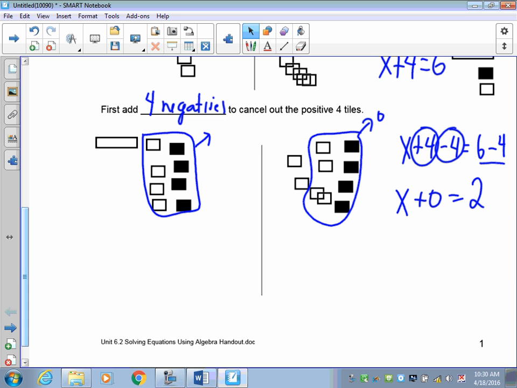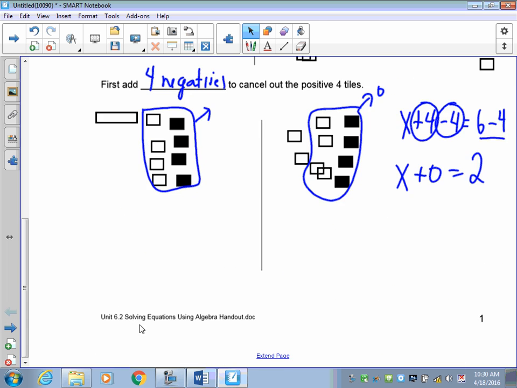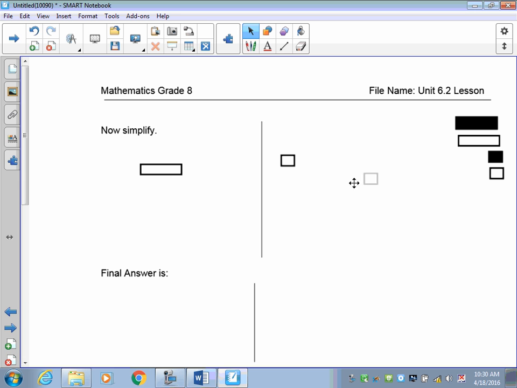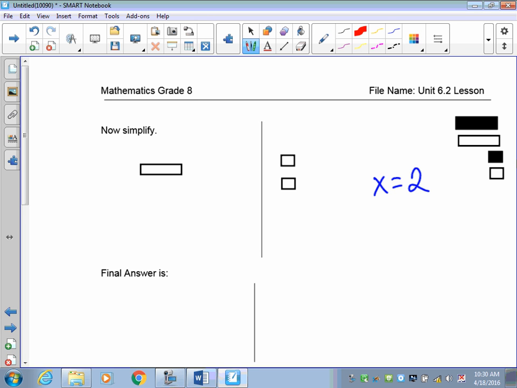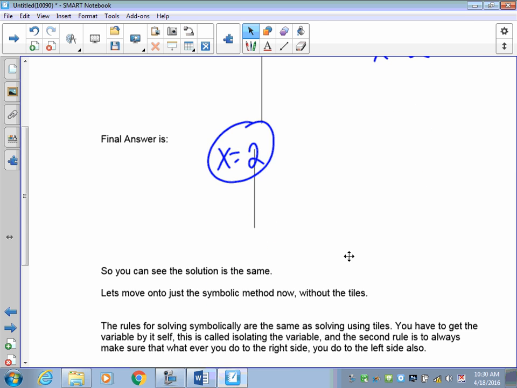The next step is to actually redraw it. So I've got x plus 2. Right, so go back here, x equals 2. So this is my x equals 2 step, and the zeros are gone. So my final answer basically is that x is equal to 2. So let's take a look at another one.